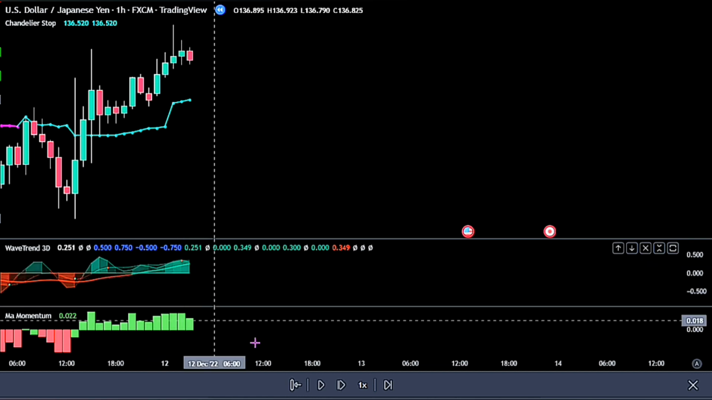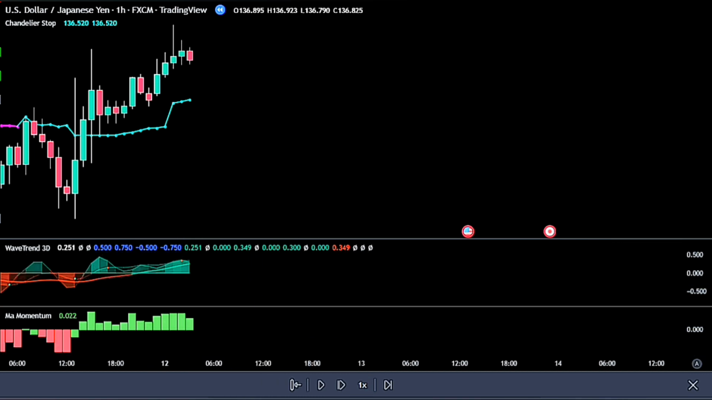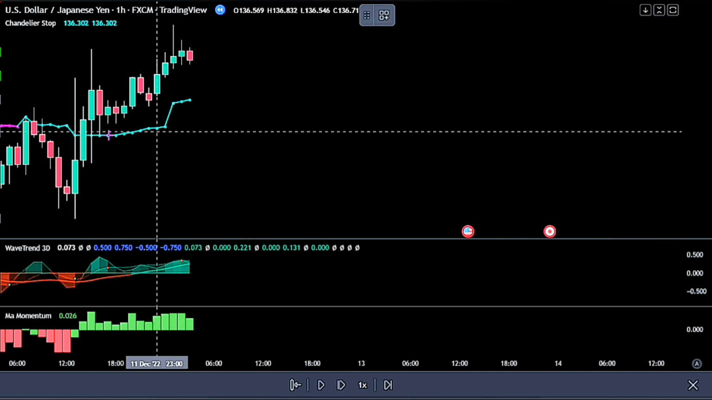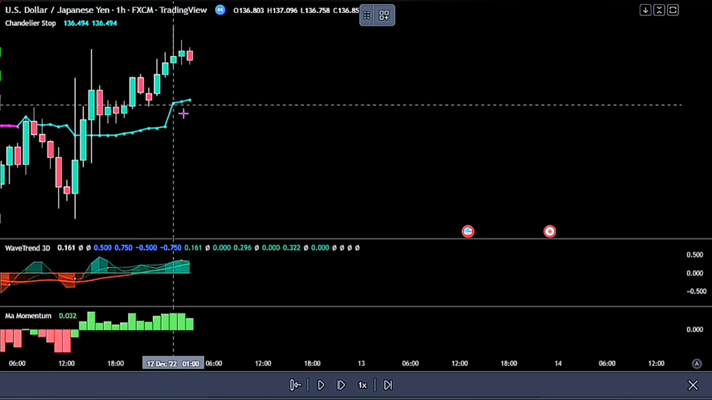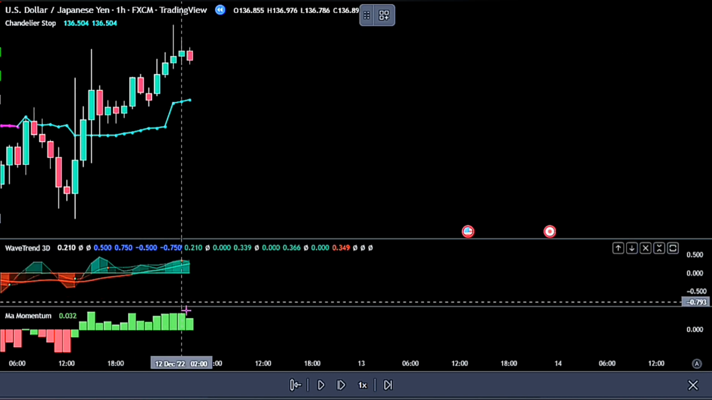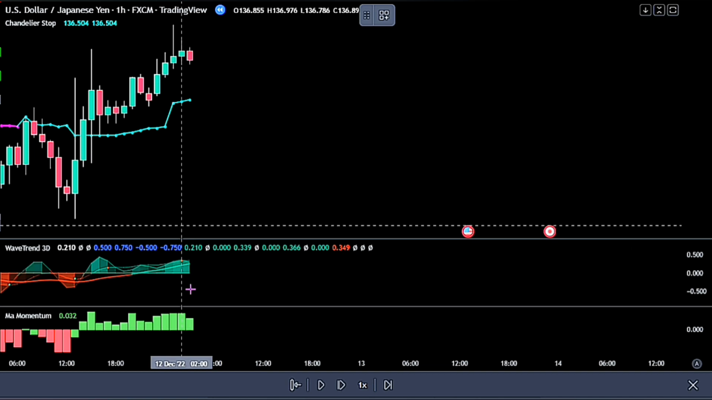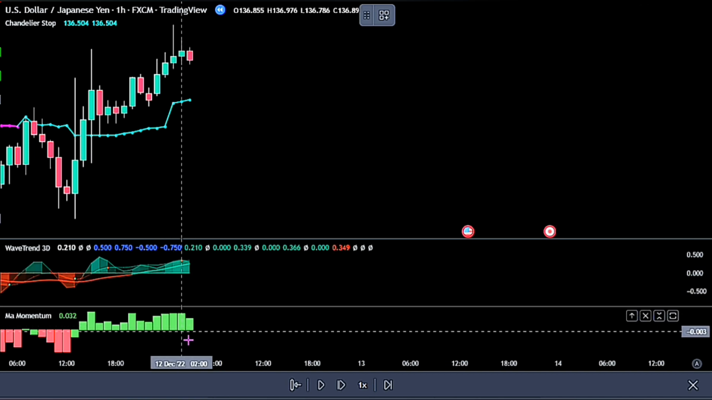When we have this, we would now have to check for two things. We would first check our chandelier stop, as we would want to see it on green with price action above it. Then also, we would be checking our MA momentum, as we would want to see it on green as well as having the column above the zero line.